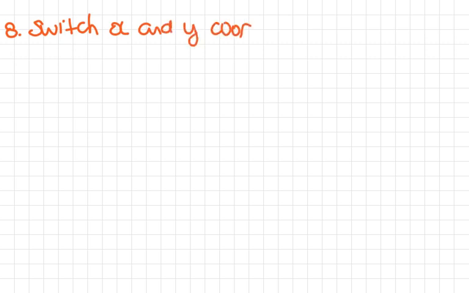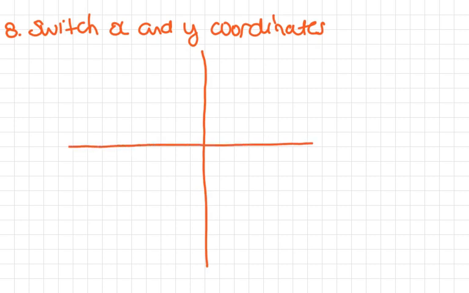So in order to graph the inverse, I'm going to switch the x and y coordinates. So I'm just going to draw a little graph. So I have the coordinate 0, negative 4. So now I'm going to do negative 4, 0. I have 4, negative 4. So now I have negative 4, 4.